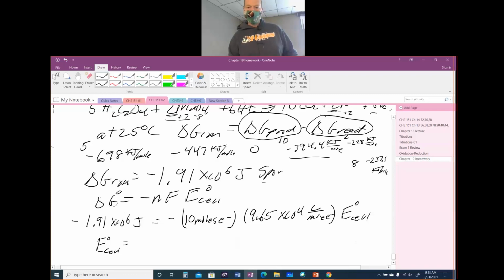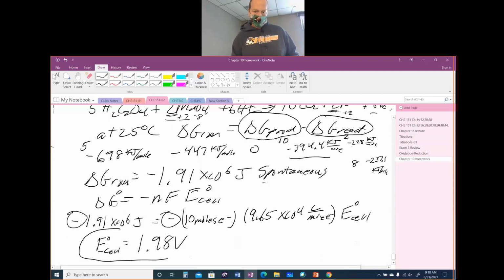All right, and so your delta G was negative. That means it is spontaneous. That also means that your E value is going to be positive. It's going to be positive because you have a negative here with your delta G. You got a negative here in your equation. And so that gives you a positive E value. And when you push the buttons, you get 1.98 volts. All right, so that question has a lot of math, a lot of ways to make a lot of different errors. So that would be a difficult question.